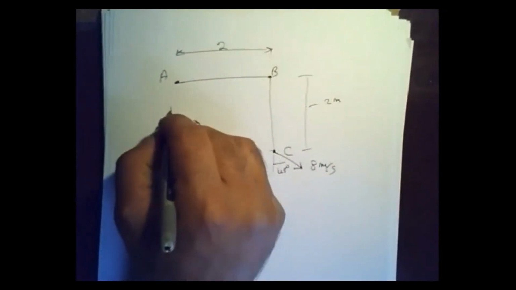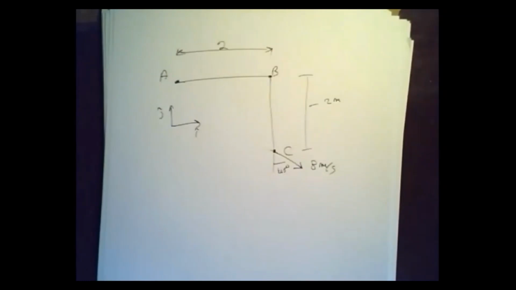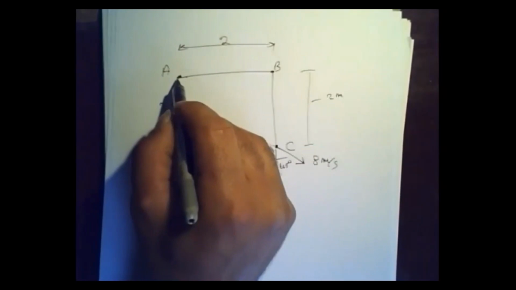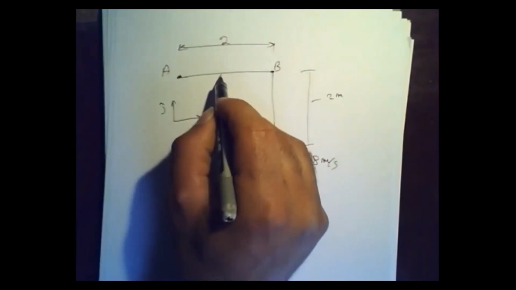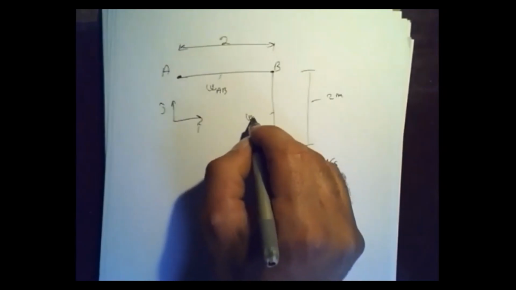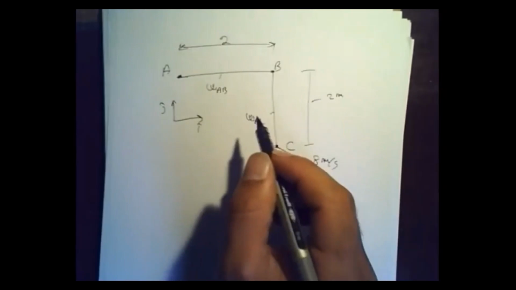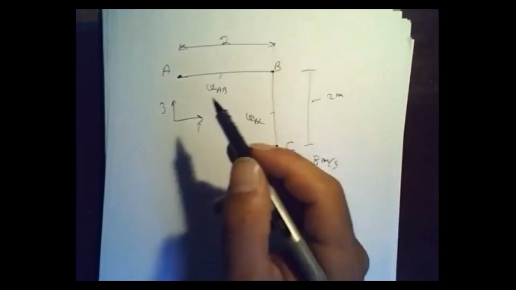So what I have to do first is draw a frame, the IJ frame. I'm going to call this omega AB, and this one omega BC. We're going to assume all are in the positive K direction, unless they prove themselves otherwise.